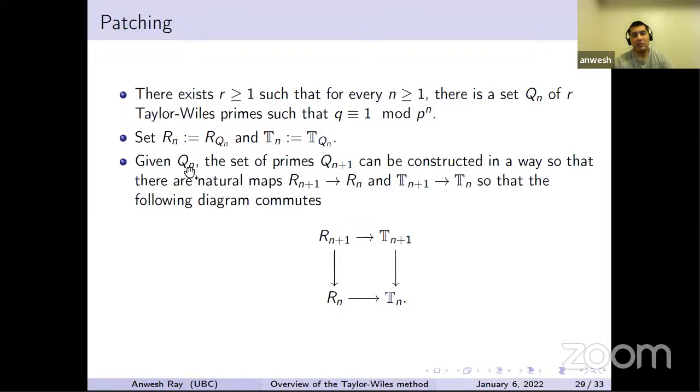Now, given Q_n, we can construct Q_{n+1} in such a way that there are maps from R_{n+1} to R_n and T_{n+1} to T_n. These are not natural maps. The point is we can get these maps relating them such that the following diagram commutes. Once again, the horizontal maps are obtained by the universal property. So the idea is we can go up a tower.